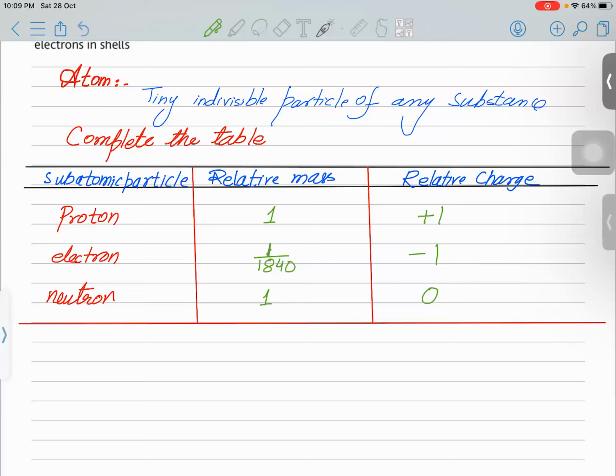Now, relative mass is in AMU. 1 atomic mass unit, AMU, is equal to 1.67 times 10 to the power minus 27 kg.